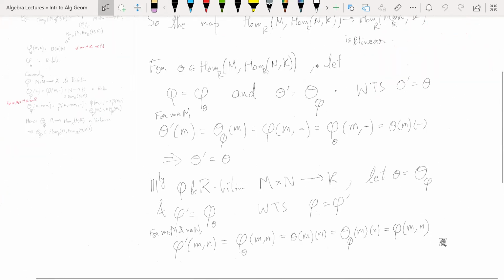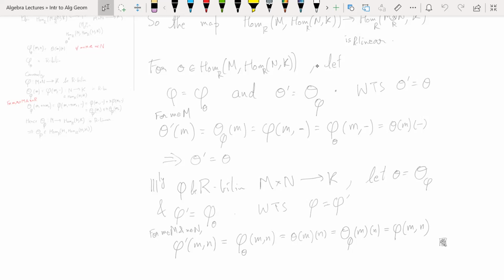So similarly, if phi is some R bilinear map from M cross N to K, and theta is theta sub phi, and phi prime is phi sub this theta you obtained, you want to check that phi is equal to phi prime, and that again is straightforward. You just check that they agree on every element m comma n. So phi prime of m comma n is phi sub theta of m comma n, which by definition is theta of m evaluated at n, and theta of m evaluated at n is the same as theta sub phi of m evaluated at n, and this by definition is phi of m comma n. That was the definition of theta sub phi.